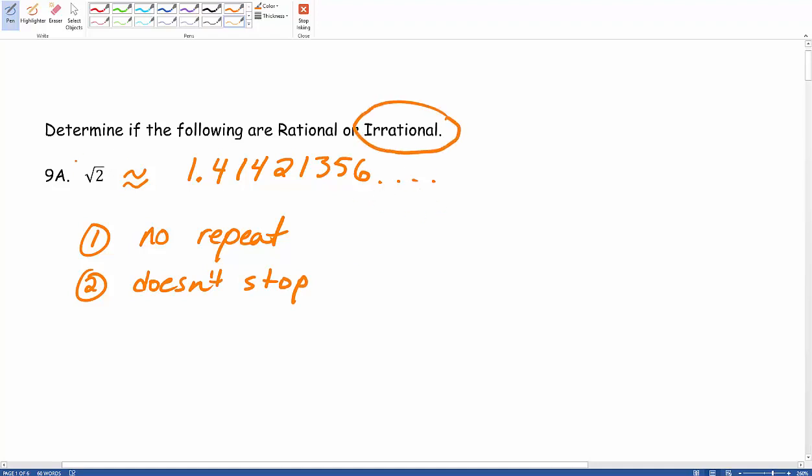So this square root of 2, and again, we've talked about this one specifically from class, this square root of 2 is definitely irrational because there's no patterns apparent, and it will just keep going as a decimal. Again, though, this is chapter 1, target 5, problem 9a.